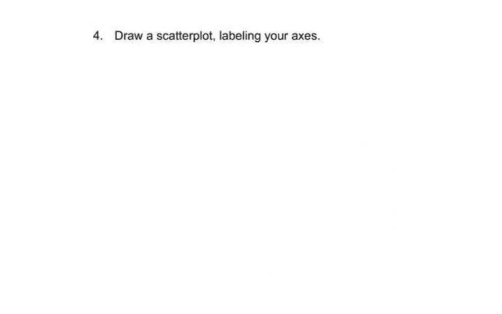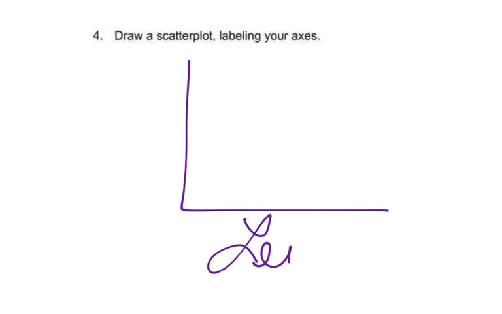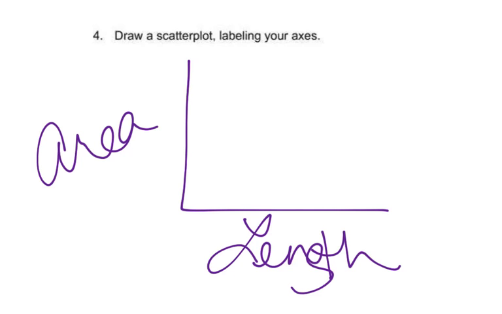Okay, draw a scatter plot labeling your axes. The horizontal is x, so you go back and see what was my x talking about, and that was length. And then your y is your range. What was your y talking about or your range talking about? And that was area. Then you just plot the points. Scatter plot wants points. So you went over 1, up 1. You went over 2, up 4. You went over 3, up 9. You went over 4, up 16. Doesn't have to look exactly like this, but kind of.